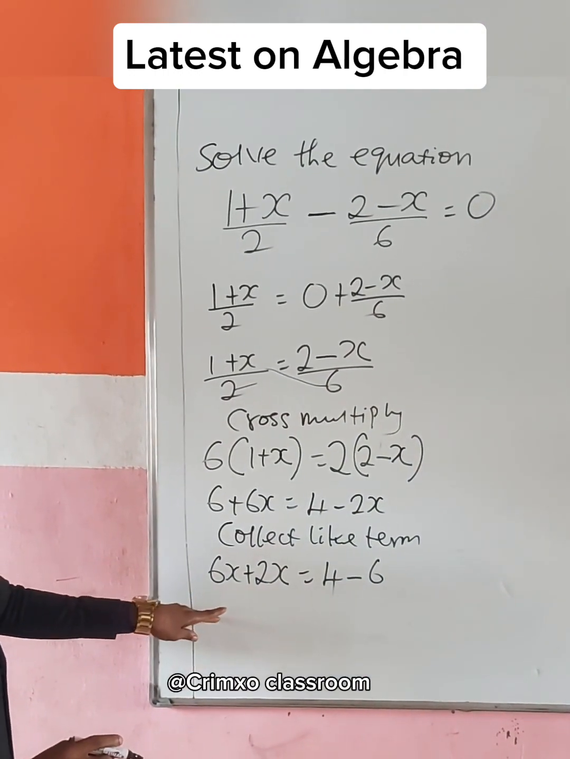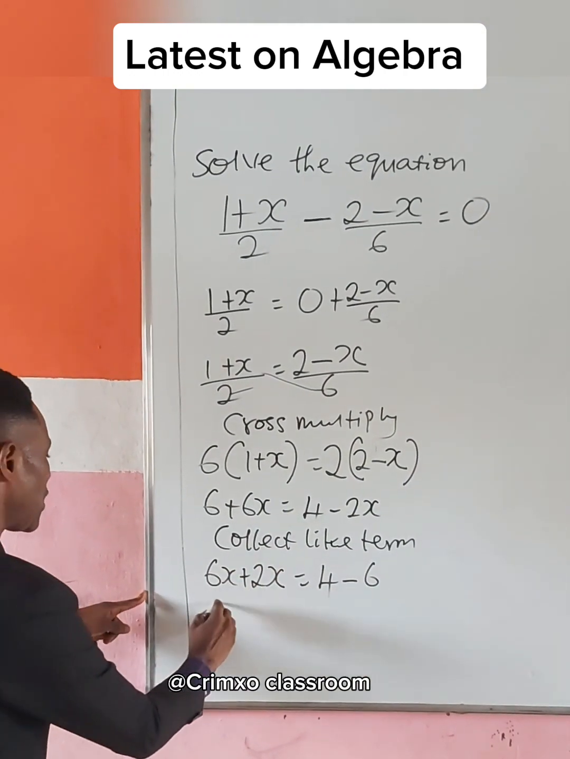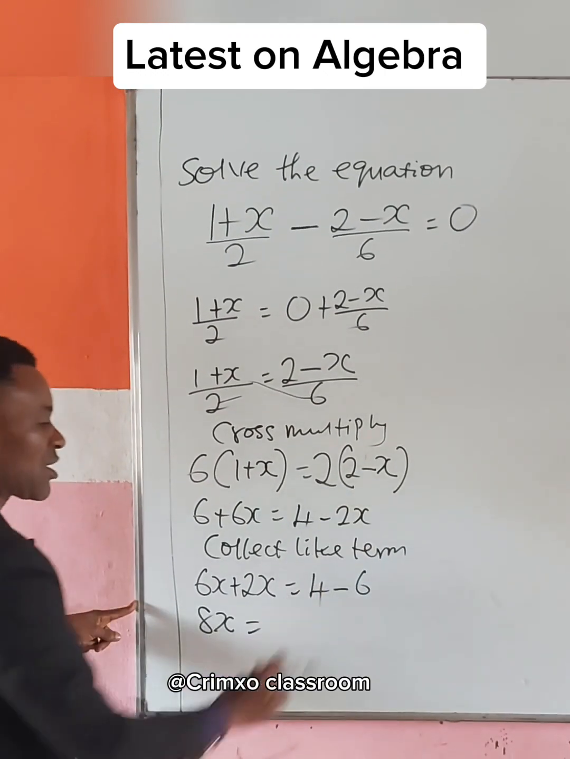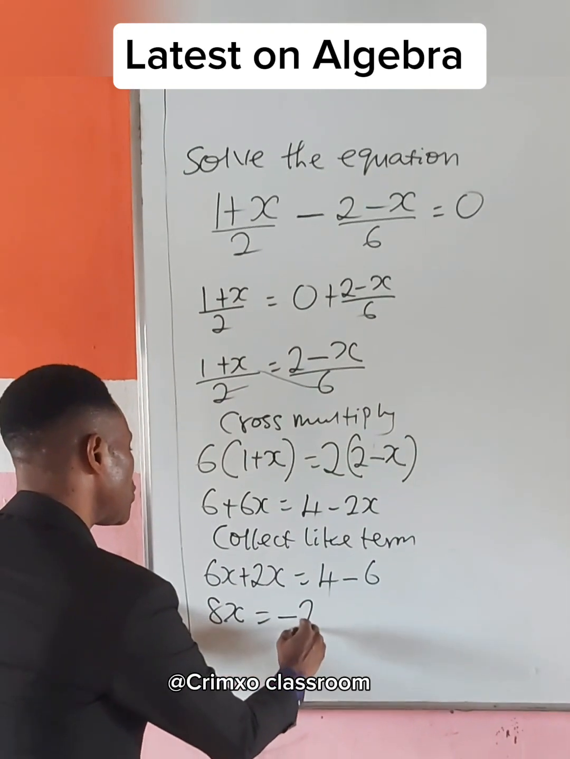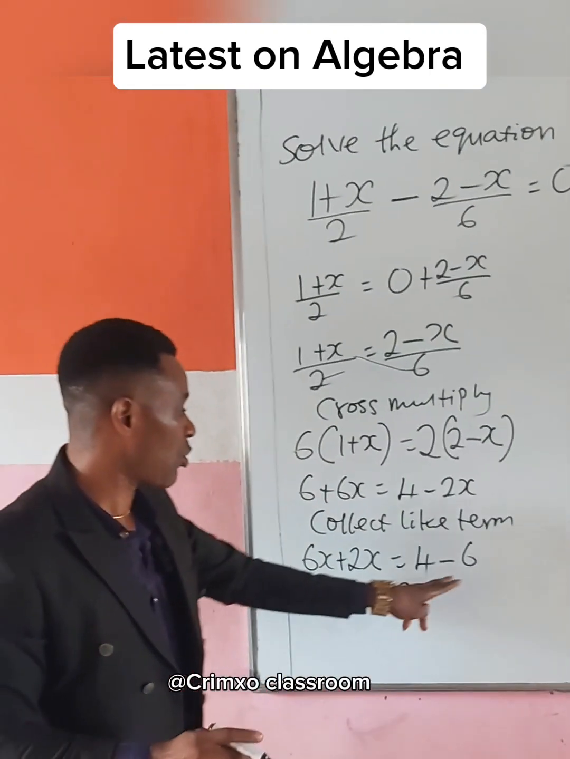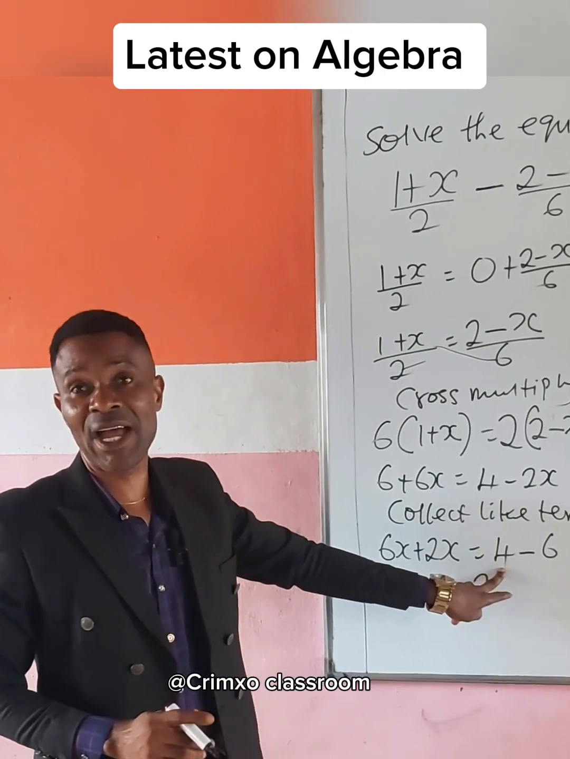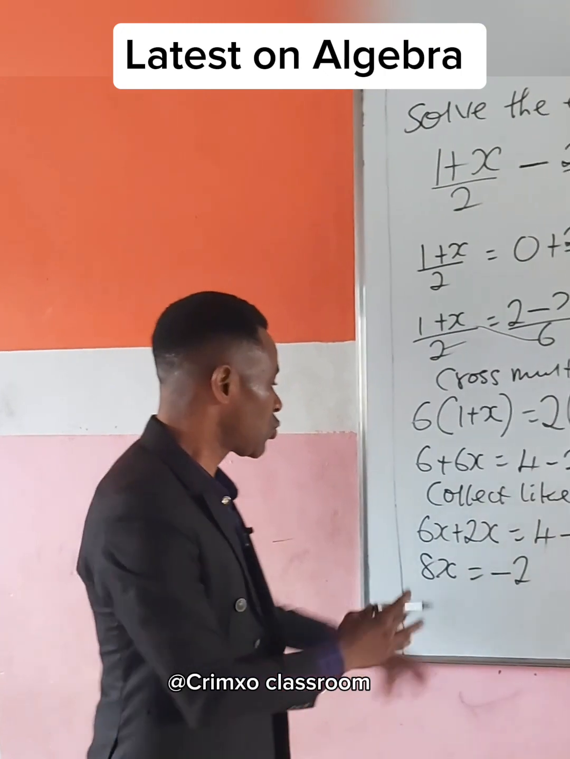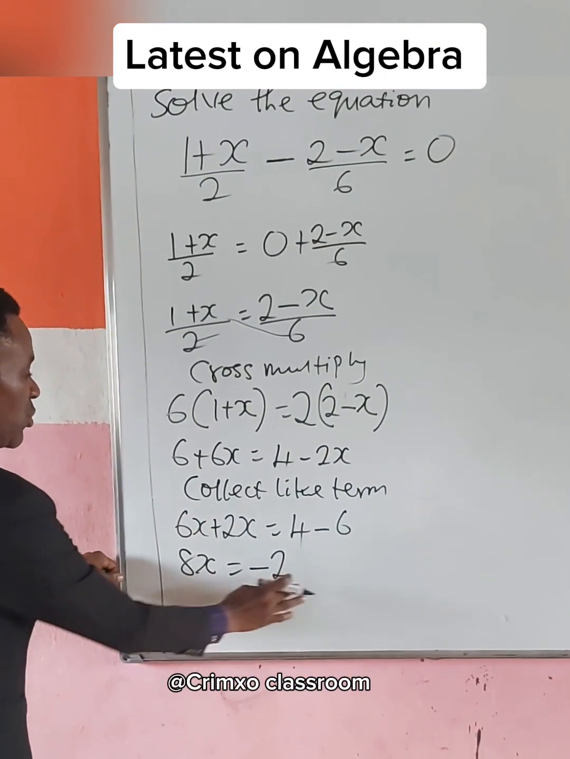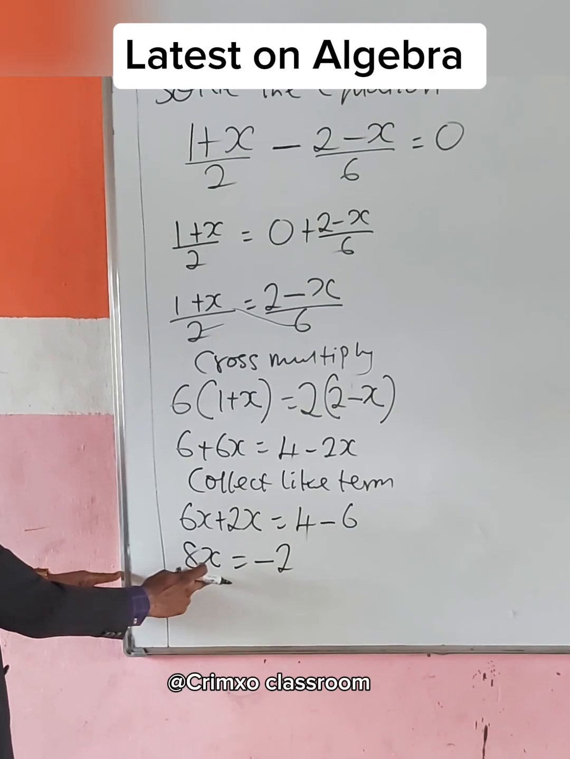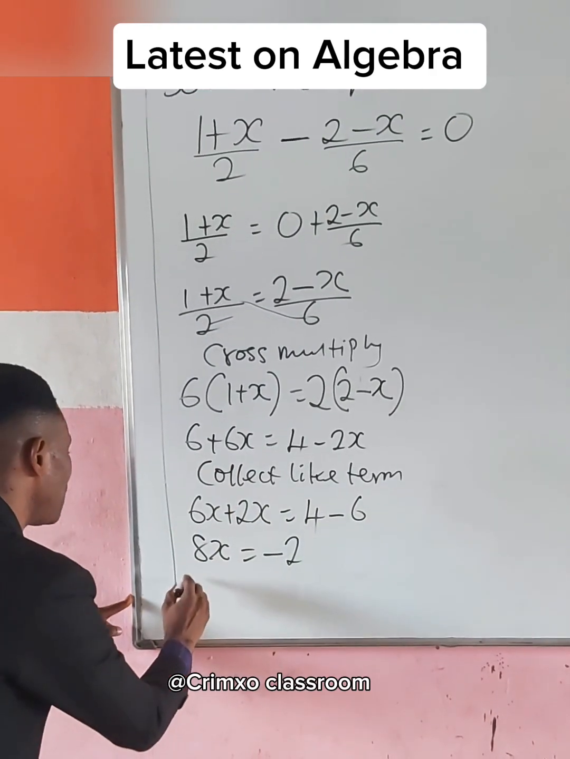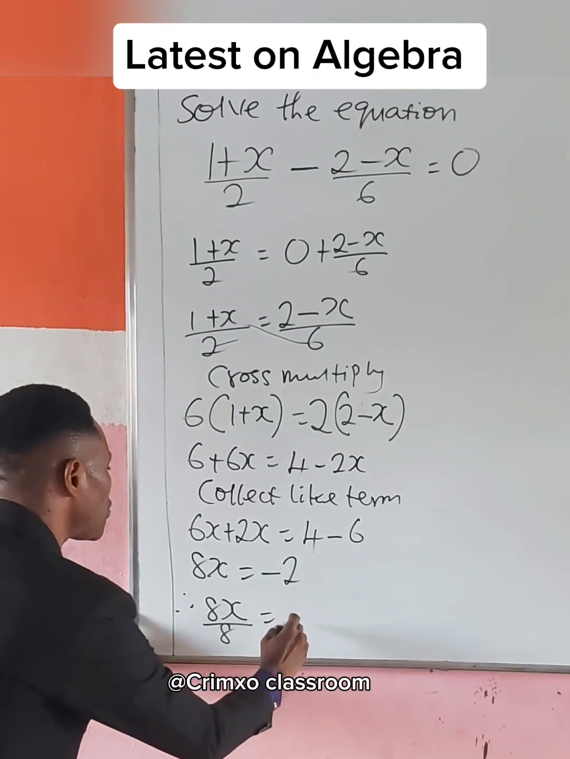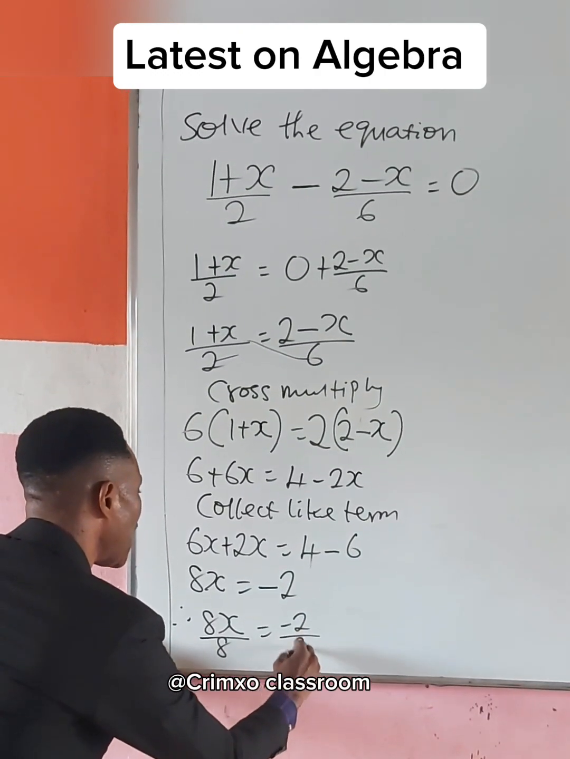Minus 6. So what do we have now? This plus this will give us 8x equals 4 minus 6, which will give us minus 2. Why? Because the number that has minus is bigger than the number that has plus, so our answer will have minus. So what is the next thing here? Finally, we divide both sides by the coefficient of x, which is 8. So we now have 8x over 8 equals minus 2 over 8.